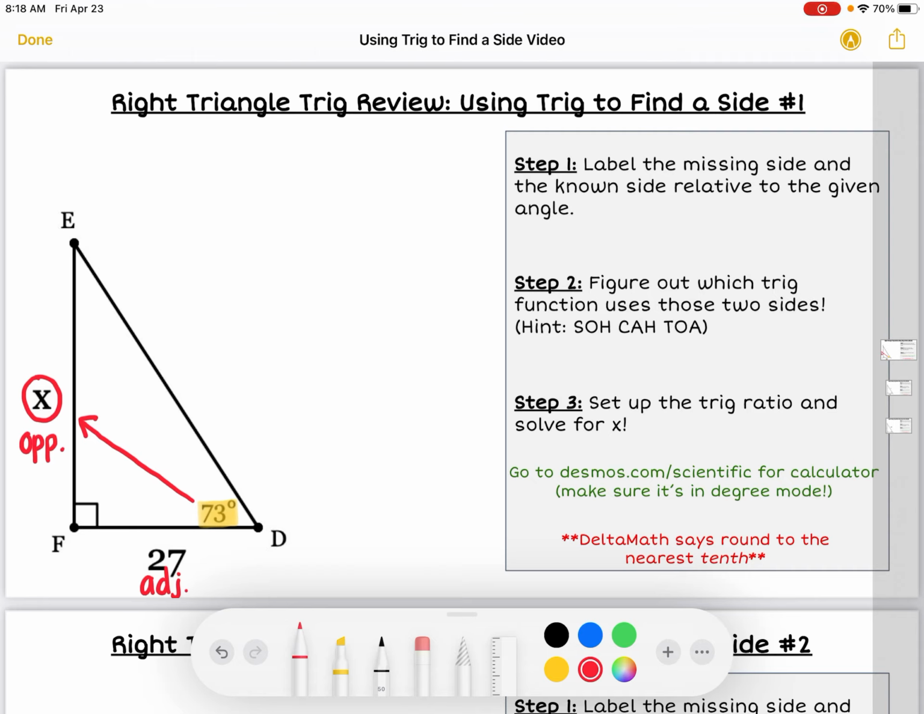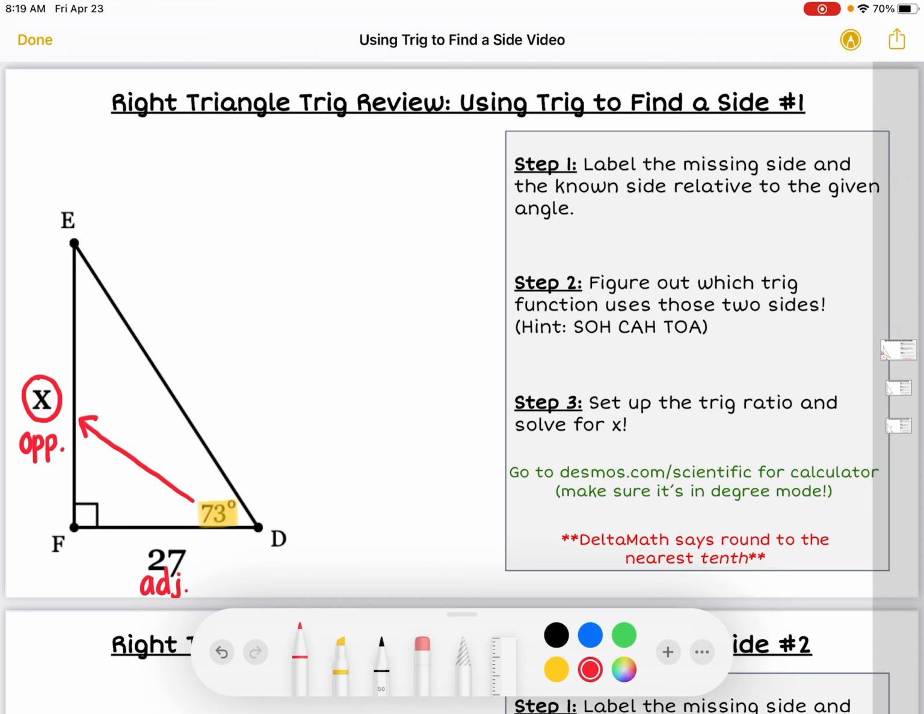So now that we've labeled the missing side as opposite and the known side as adjacent, we can figure out which trig function uses both the opposite and the adjacent side. So we're going to look at SOHCAHTOA to help us figure this out. Remember, the S stands for sine, which uses the opposite and hypotenuse. That's the SOH. The CAH stands for cosine, which uses the adjacent and hypotenuse sides. And then T stands for tangent, which uses the opposite and adjacent sides. That's what the TOA stands for.